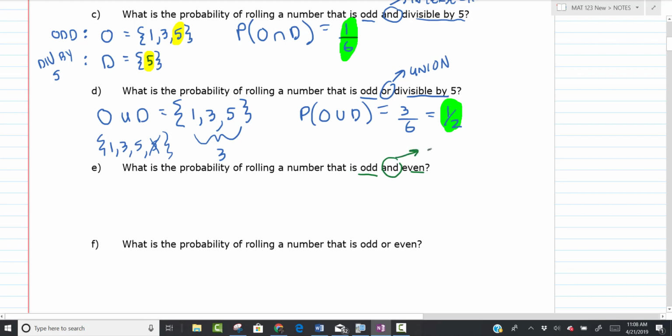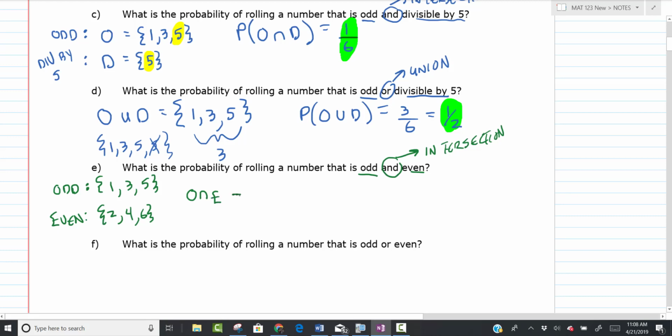Okay, so remember, what does and mean? Right, intersection. So you're talking about an intersection there then, okay? So let's list out these sets. So the odd numbers would be 1, 3, or 5. The even numbers on a 6-sided dice would either be a 2, a 4, or a 6. Okay, the intersection of odd intersect even is going to be the empty set.